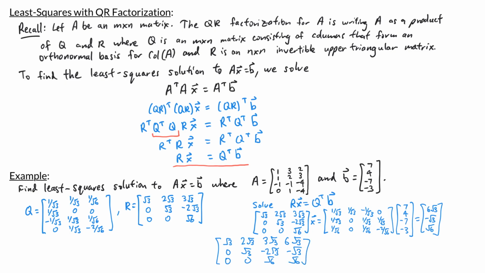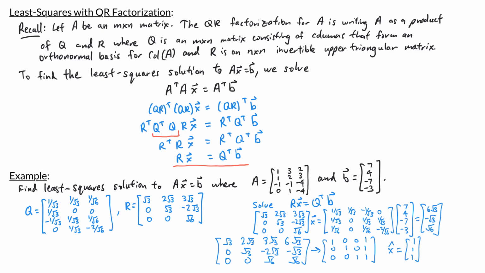Again, since R is a triangular matrix, this is easy to reduce. So when we row reduce this, we get the rows (1, 0, 0 | 1), (0, 1, 0 | 1), (0, 0, 1 | 1). So my solution is x hat equals the vector (1, 1, 1).